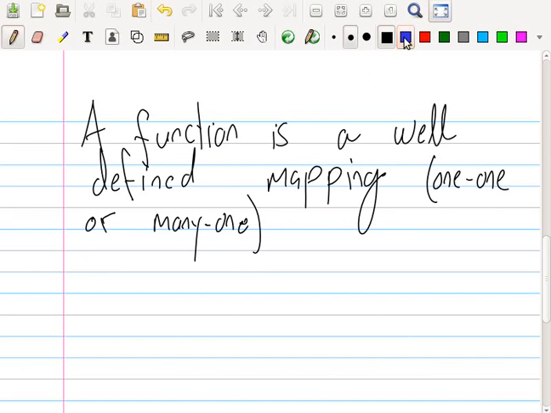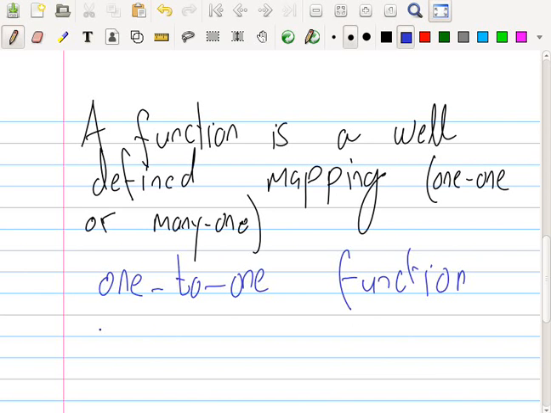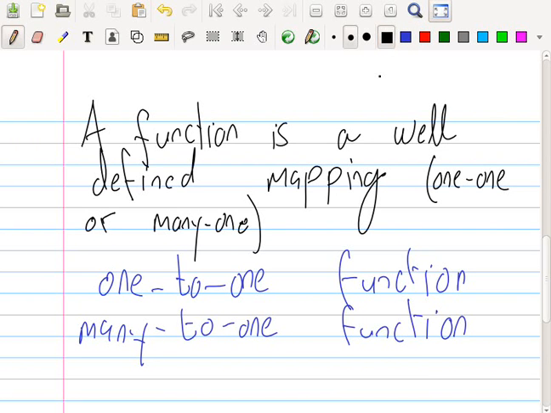But often when you're talking about functions, for some reason, I don't know why, you don't call it a 1 to 1 or a many to 1 function. You describe it as a 1 to 1 function or a many to 1 function. So now our next task is, how can you tell a function is 1 to 1 or many to 1?